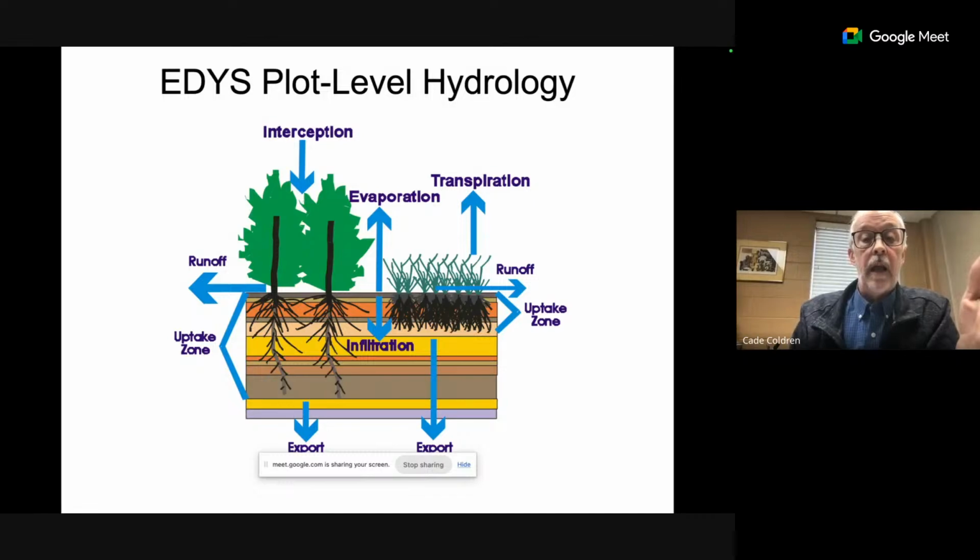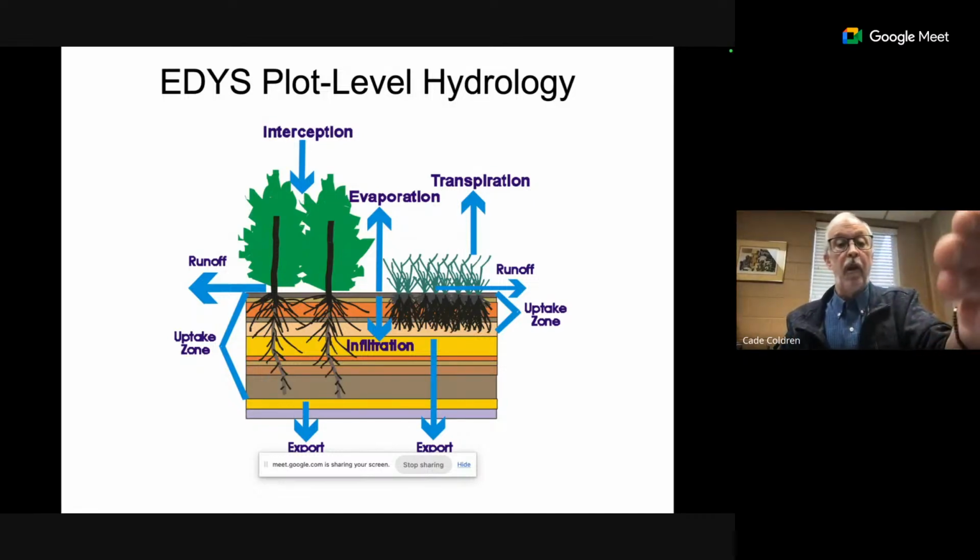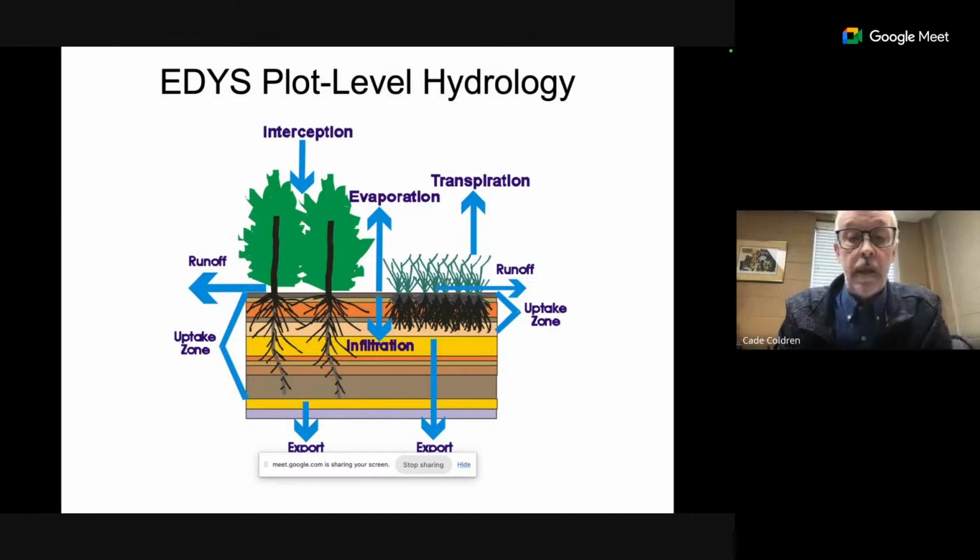And then hydrology on the plot level. We have rainfall coming in, some loss due to interception, some hits the soil surface and runs off, some infiltrates, evaporates, or can be taken up by the plants. And then at the bottom, I have it listed as export. Most people consider that recharge, but we don't model geology below the rooting zone, so we don't really know where that water goes. So we just call it export.